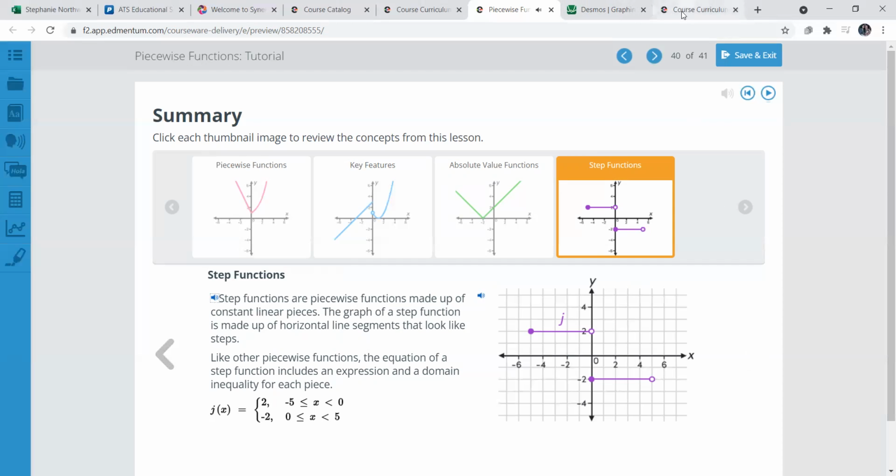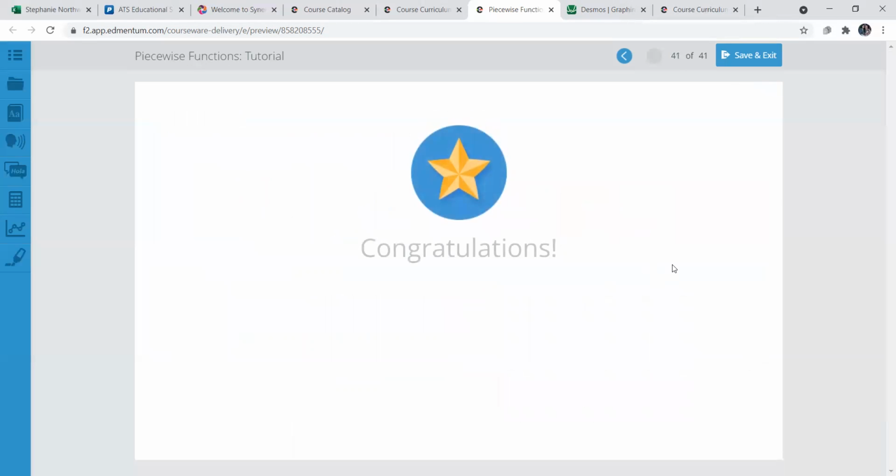All right. So there you have it. There's piecewise functions for you. Hopefully that cleared it up a little bit for you, and hope you enjoyed.